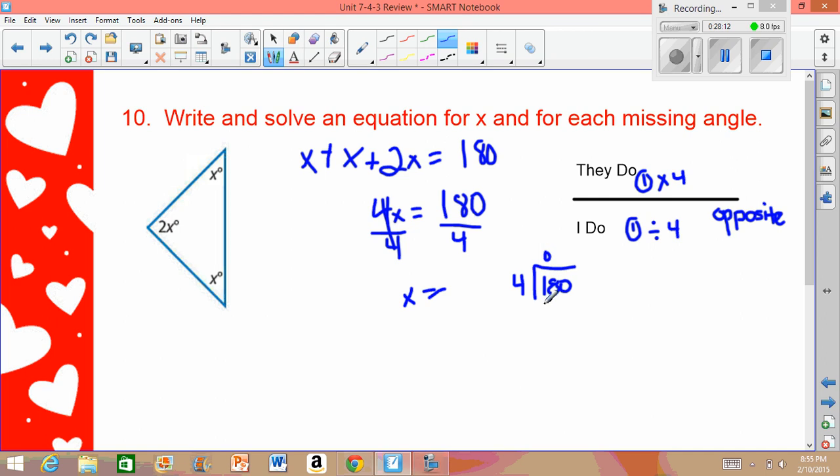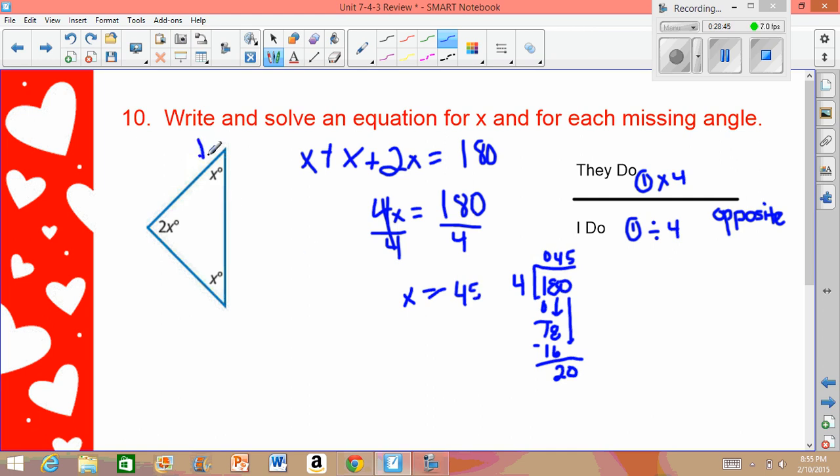So 4 will not go into 1, so I put a 0. Put 0 here, subtract. Bring my 8 down. So 4 goes into 18 4 times, because 4 times 4 is 16. Subtract. I've got 2 left over. Bring down my other 0. And 4 goes into 20 5 times. So that means that x equals 45.